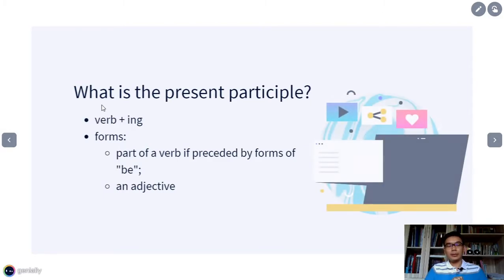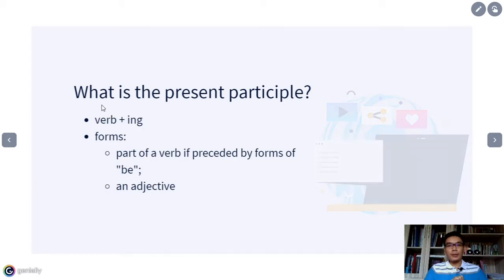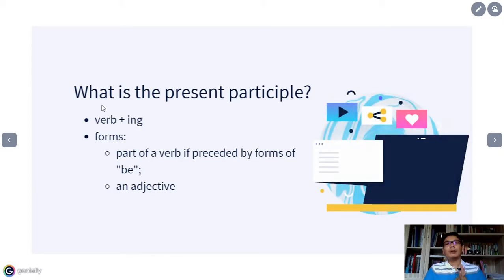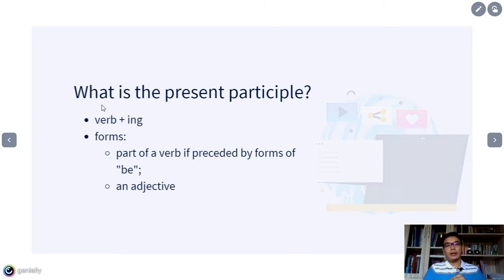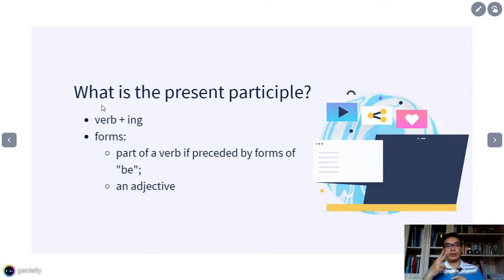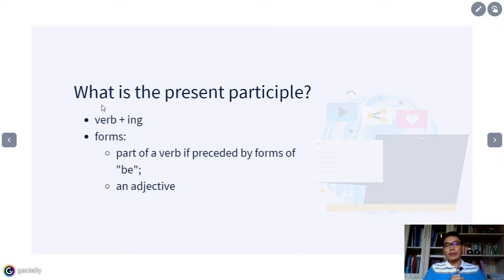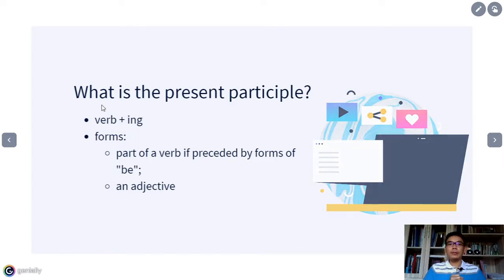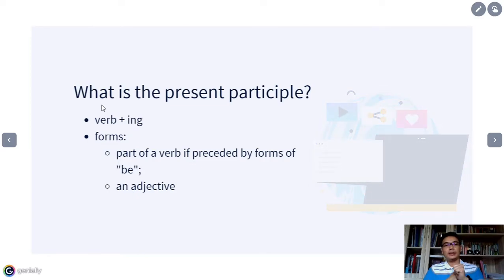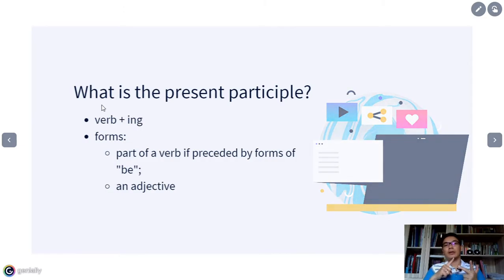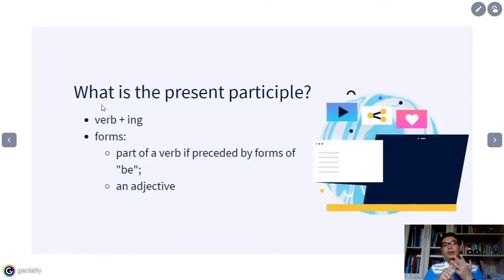The present participle is actually the verb in the base form plus ing. The present participle itself has 2 forms. One, it can be part of a verb if it is preceded by forms of be. Forms of be are, for example, is, or am, or are, was, were.